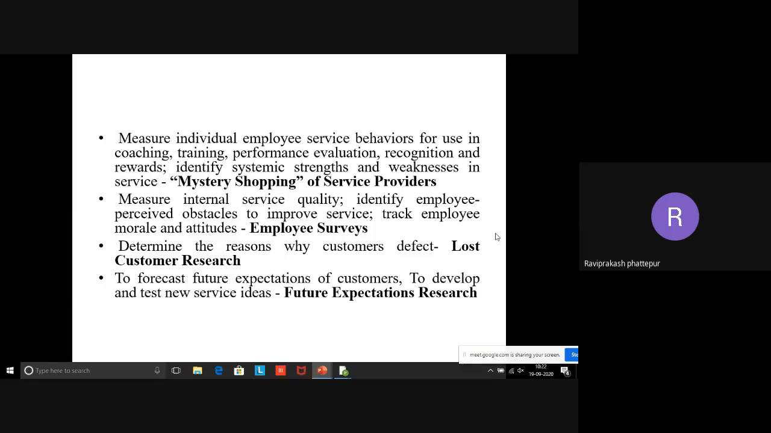Okay, then determine the reasons why customers defect, that is lost customer research. So you might think a particular customer had come. It might be one time, two times, or three times, or as many times as the customer had already come, but he is not coming further. So what is the reason? We need to find out. Finding this out comes under the lost customer survey.